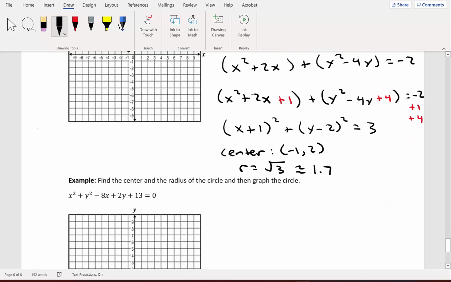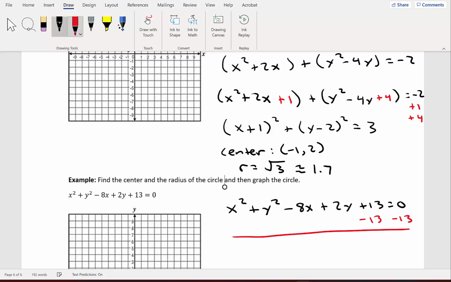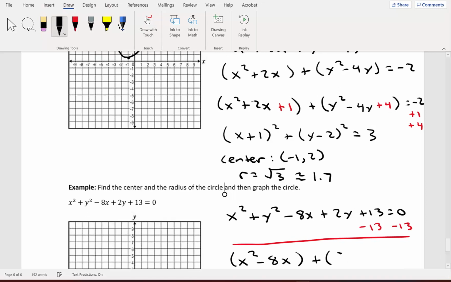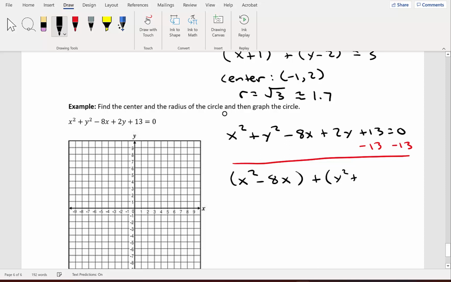Okay. One last problem. Find the center and the radius of the circle and then graph it. Okay, so we have the equation x squared plus y squared minus 8x plus 2y plus 13 is equal to 0. So first let's go ahead and subtract 13 from both sides. And now also with the same step, I'm going to group my x's and group my y's together. So I have x squared minus 8x plus y squared plus 2y is equal to negative 13.